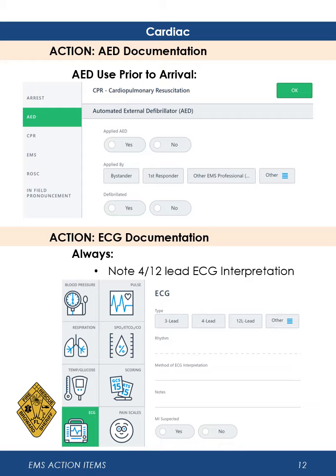It's extremely important that you interpret the rhythm so that when the reviewer is reviewing the report, they understand what you had. This is another way for the quality management department to track STEMI alerts and significant rhythms as far as trends. Like we had trends a few months ago with refractory VFib and VTach, and the way we're able to track them is when you do the interpretation.